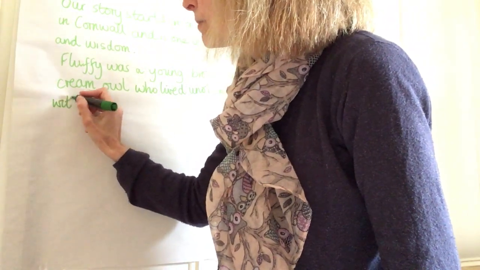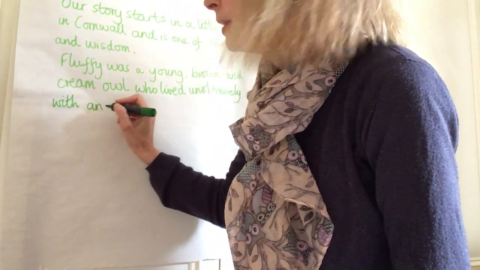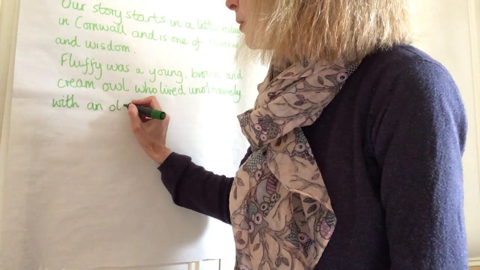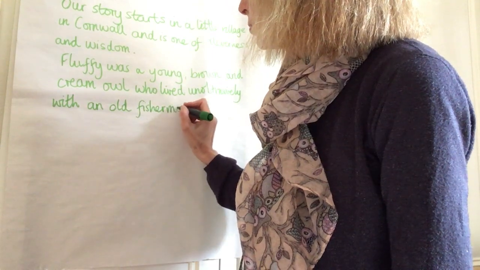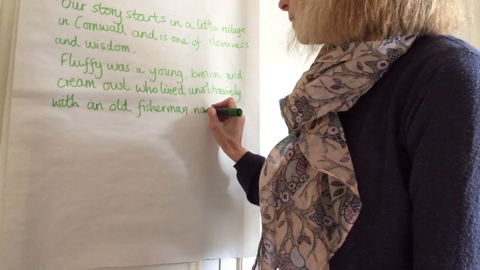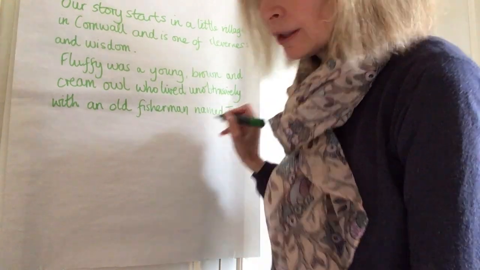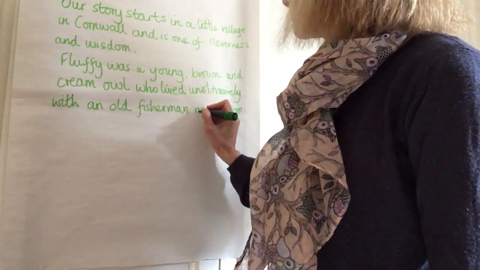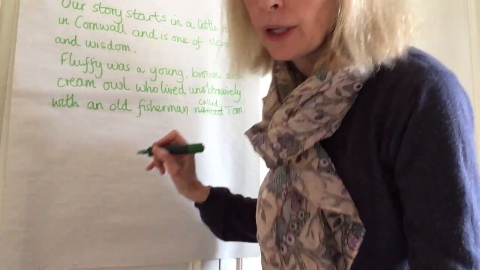With an equally, now he's not equally old, is he? So I can't write equally. I'm going to have to write old. With an old fisherman, because we've said Fluffy is young, so I can't write that. With an old fisherman named Tom. Okay, full stop. Oh, called Tom, sorry. Called Tom. Okay, next part.